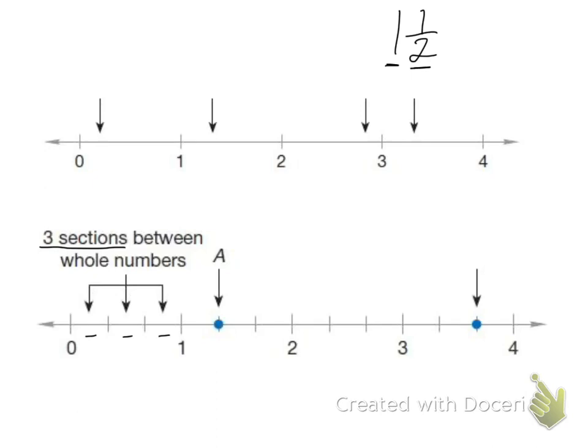So this is divided into thirds. You might want to be careful to count the sections and not the marks, because if you counted the marks, you would think there was only 2, but we have 3 sections.